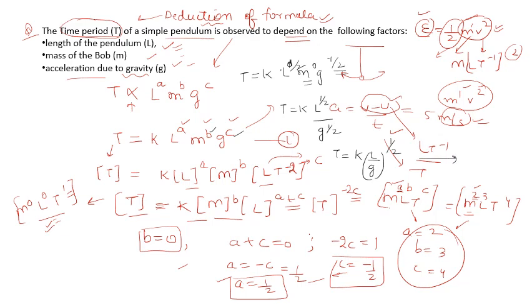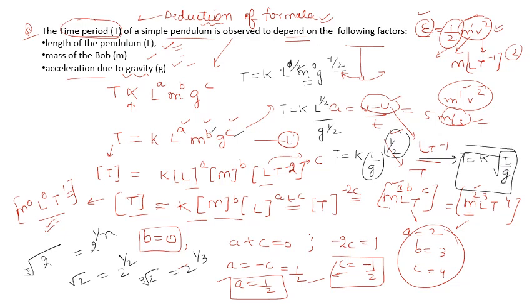And you know the concept of surd, that if you are having this n as your surd, that would be 1 by n. So if you have square root of 2, it would be 2 raised to power 1 by 2. If you have cube root of 2, that will be 2 raised to power 1 by 3, right? You know this concept. So similarly, this is half, that means square root. So your time will be K root L by G.